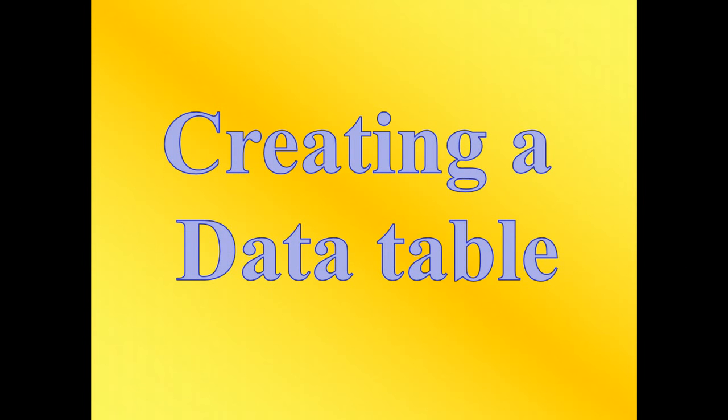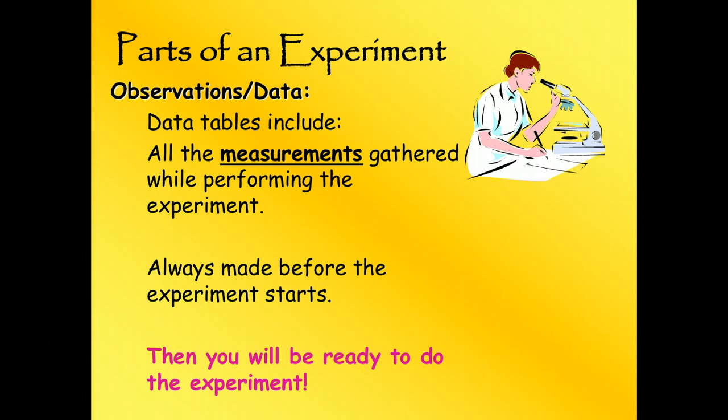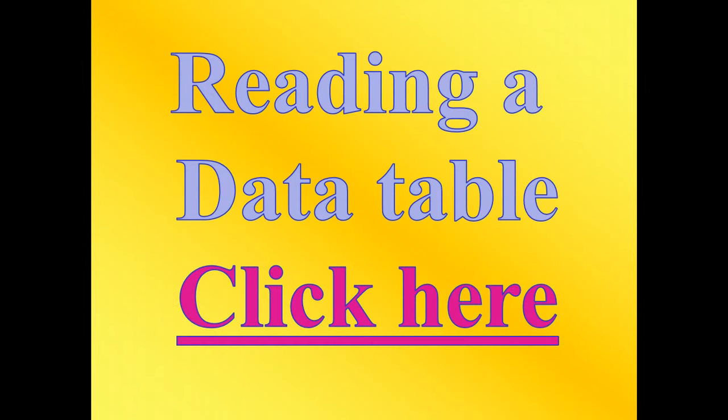Once your procedure is written, you can move on to creating a data table. Data tables include all the measurements gathered while performing the experiment. They're always made before the experiment starts, and they need to be categorized so it's easy to figure out when we did this was the result we got. Let's take a moment and look at how to set up a data table.